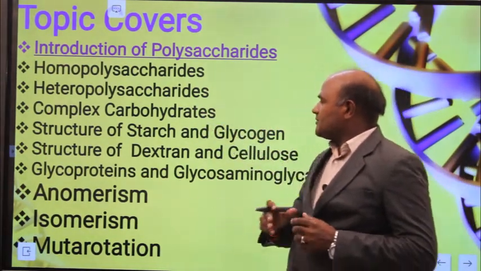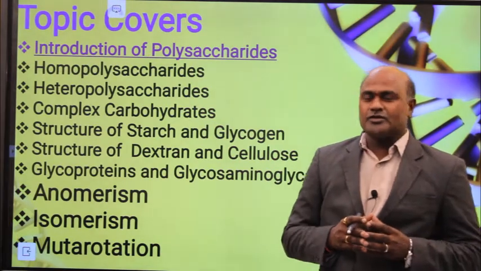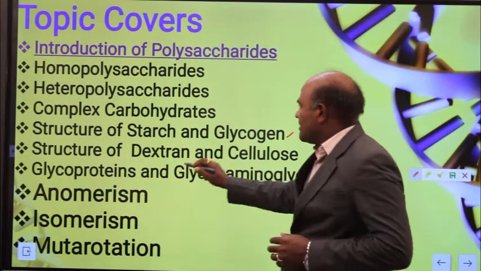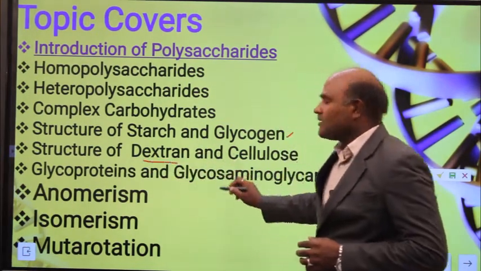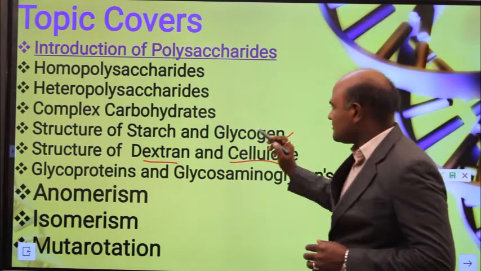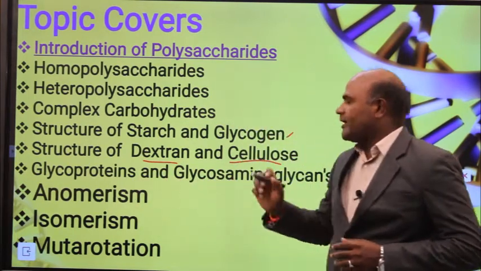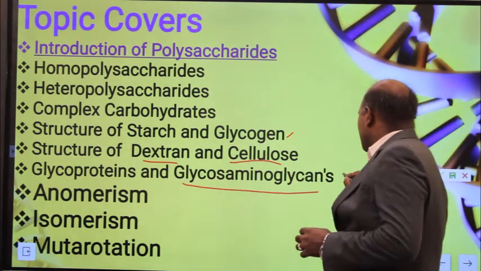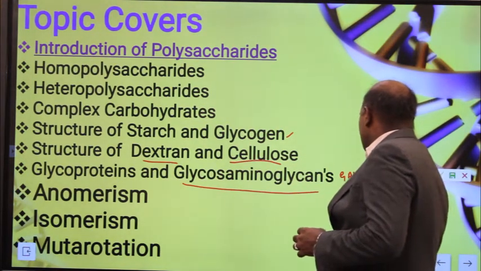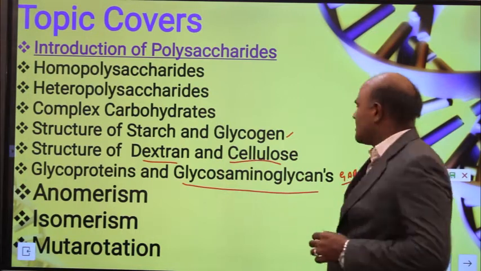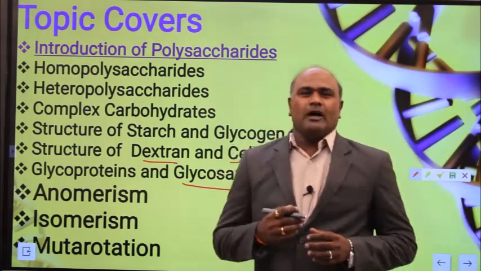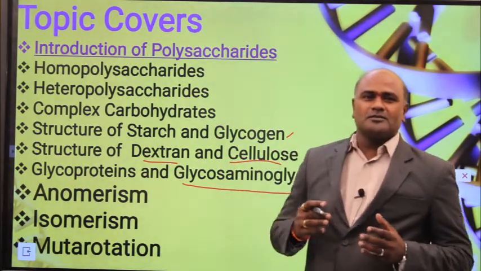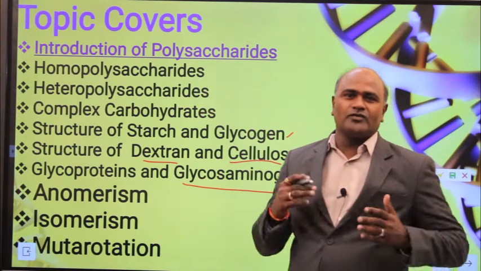We will also cover complex carbohydrates, the structure of starch and glycogen, the structure of dextran and cellulose, glycoproteins and glycosaminoglycans, generally called GAGs. Anomerism, isomerism, and mutarotation. These are the topics we are going to cover.